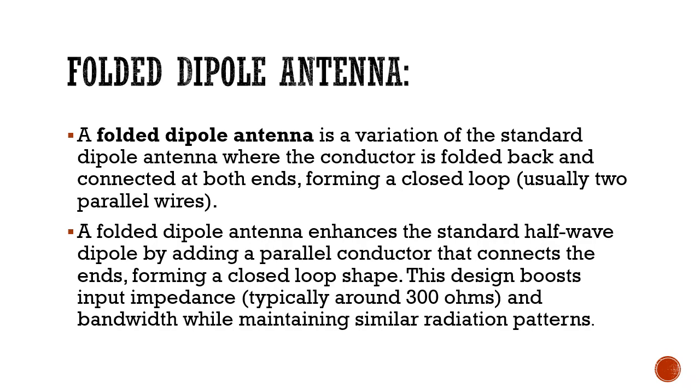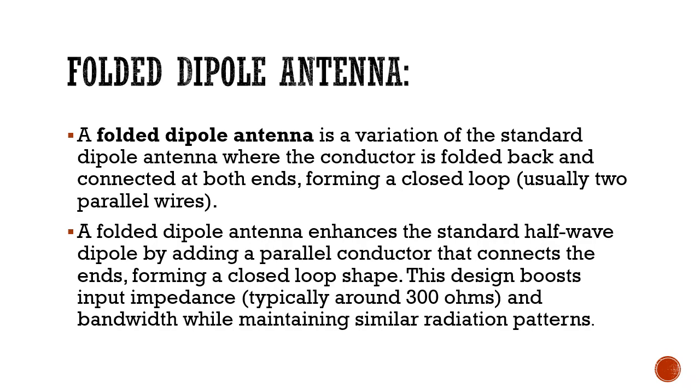First of all, what is a folded dipole antenna? It is a variation of the standard dipole antenna, in which the conductor is folded back and connected at both of the ends to form a closed loop. When the loop in the antenna is closed with parallel wires, it is called a folded dipole antenna.